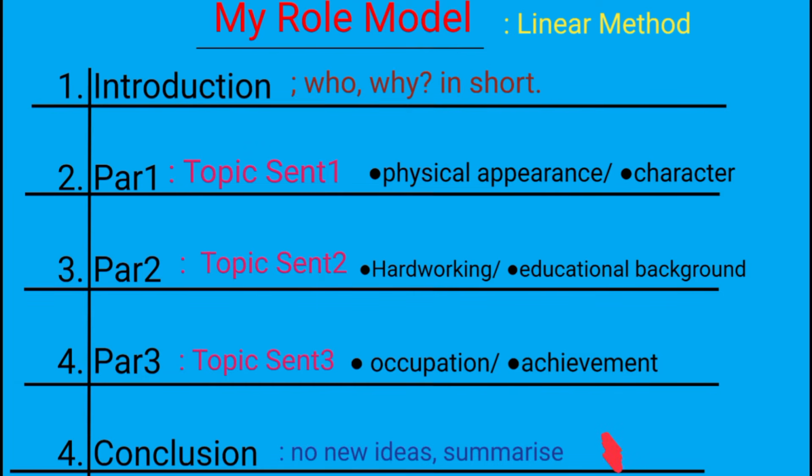In your conclusion, you do not even bring in new ideas. You just sum up, meaning that you just summarize the main ideas. Okay. I hope you have understood how to plan an essay using a linear method, because now we are moving on to another method of planning an essay, and we are going to plan a different topic.